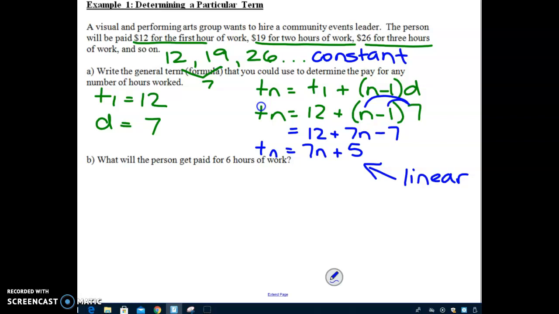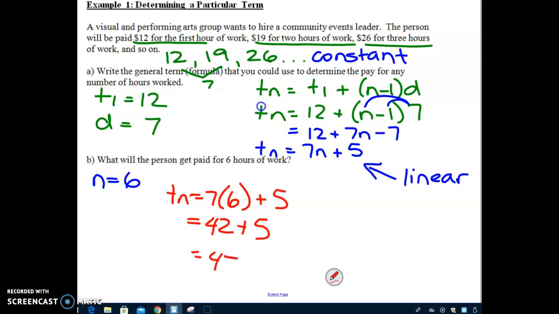Then let's go on to part B. Part B says, what will the person get paid for 6 hours of work? That means that n equals 6. So we're trying to decide how much they'll make in the 6th hour, the 6th term. So all we have to do is plug that into our equation. So 6 is going to go in for n. So we have 7 times 6 is 42 plus 5 is $47. So this person on T6, again 6 because 6 is n, it's the 6th term, would be $47.